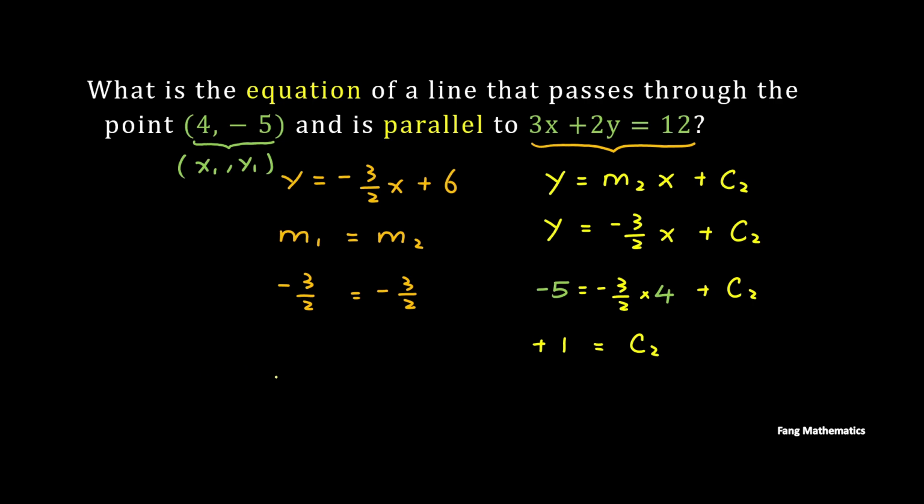Last step, let's rewrite our formula for our line 2. We have y is equal to m2, that is minus 3 over 2 x, and we have plus 1 for our c2. That's the final solution.